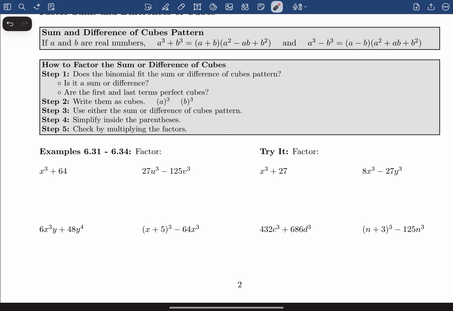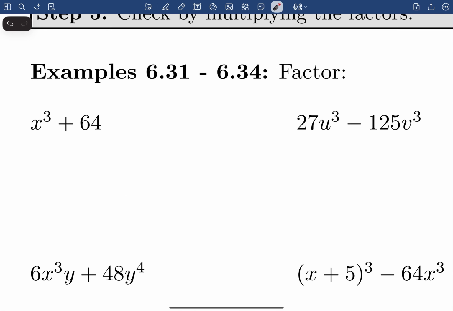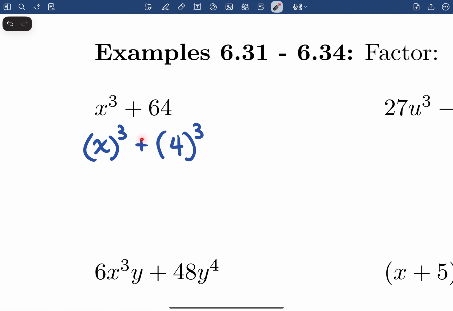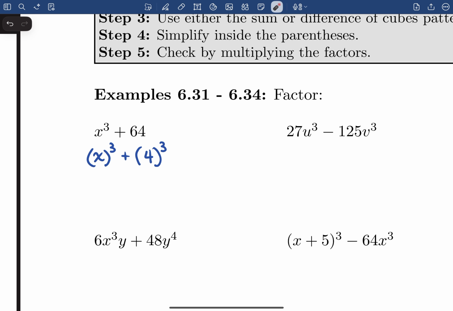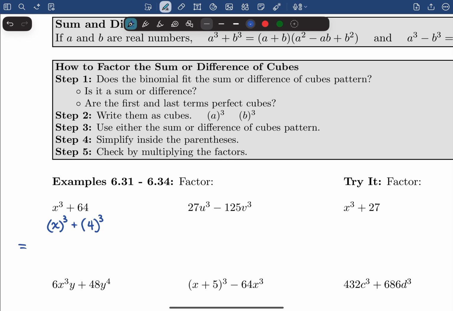Now, when I see x cubed plus 64, my brain quickly decides to rewrite it. And so I say, well, that's x cubed plus 4 cubed, right? 64 is 4 times 4 times 4. It's 4 cubed. And so this is the sum of two things that are cubed. So looking back at our factoring pattern, I can write that as x plus 4.